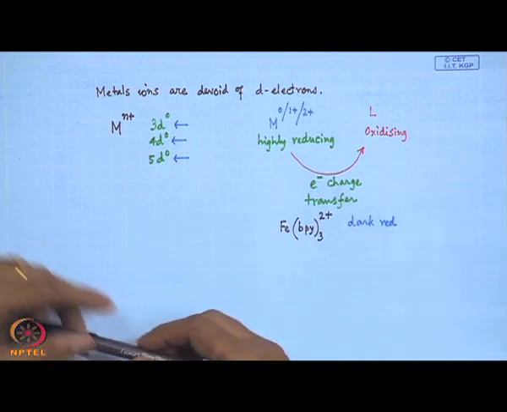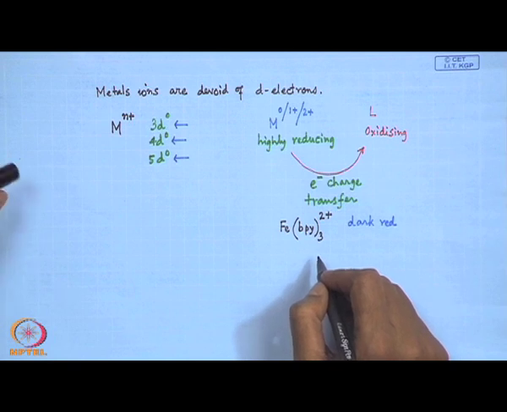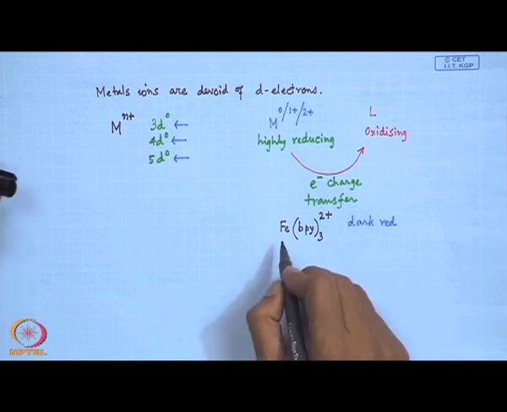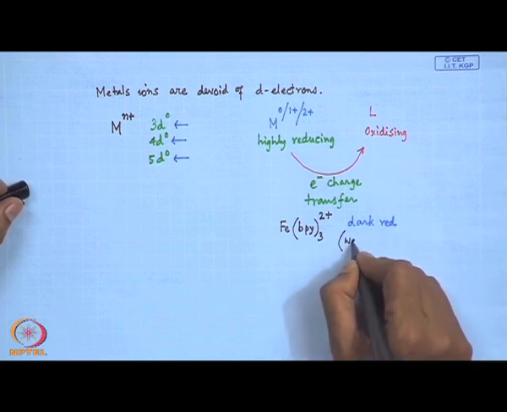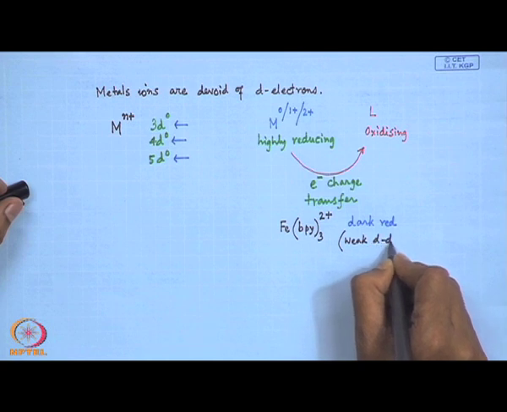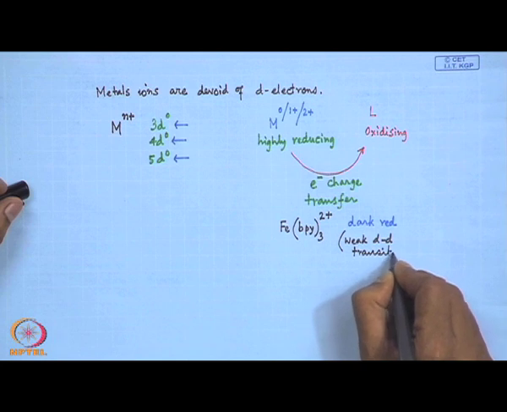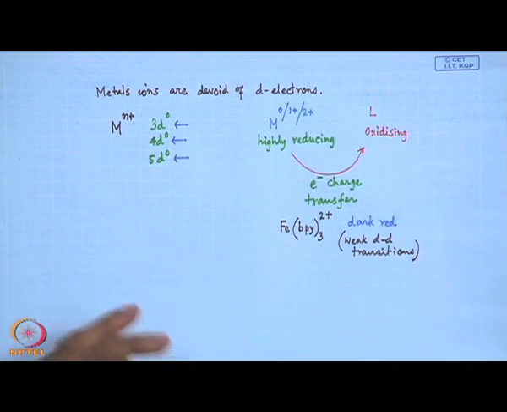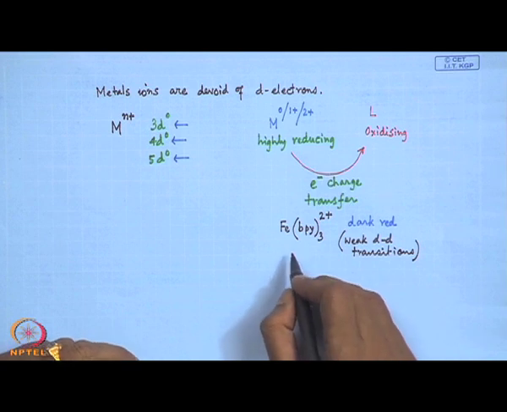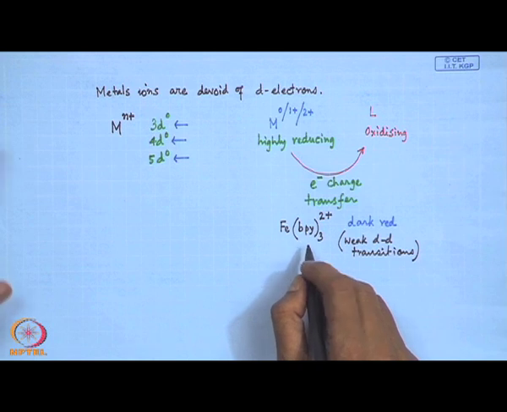and the intensity of this color, that means the dark red color, is due to only the charge transfer transitions. And in some cases we can also have some underlying weak d-d transitions, but it would be very difficult to detect that very weak d-d transition, which is basically overlapping with the corresponding charge transfer transition, which is of very high intensity.